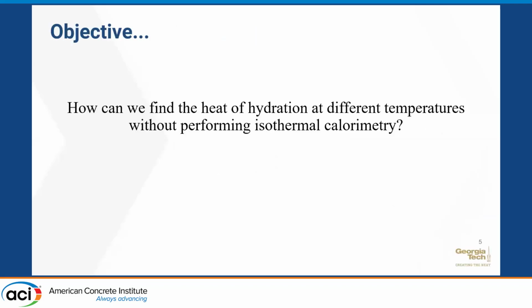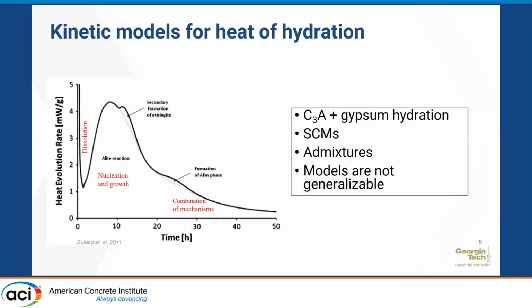So now my research question was, how could I find the heat of hydration in order to perform that calculation that I've just shown without performing isothermal calorimetry experiments? The first approach that I explored was using kinetic models to predict heat of hydration. And using kinetic models, we could actually explain early age hydration in the first 72 hours using mainly alite reaction.